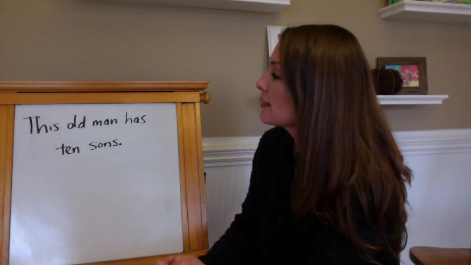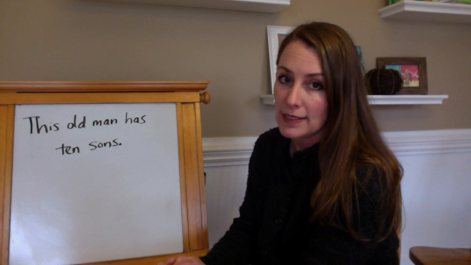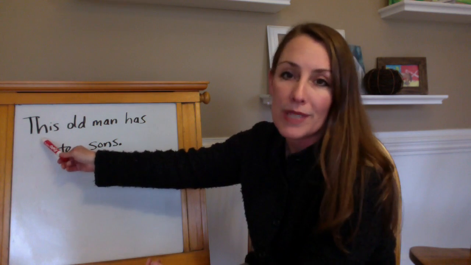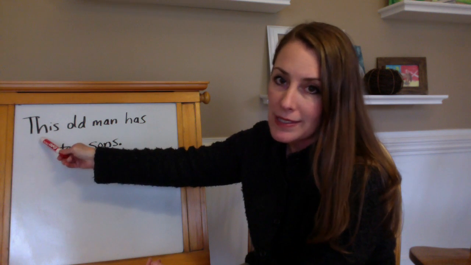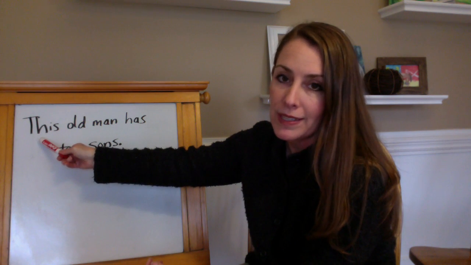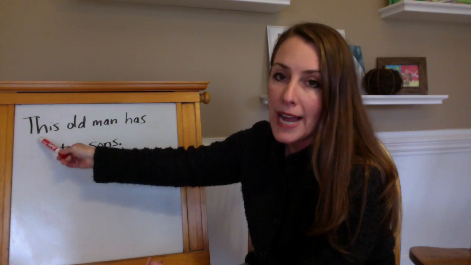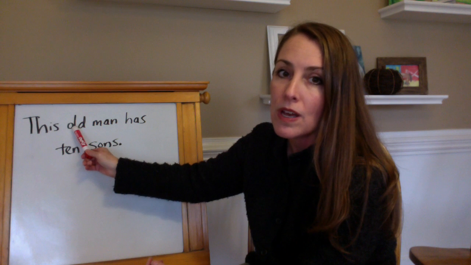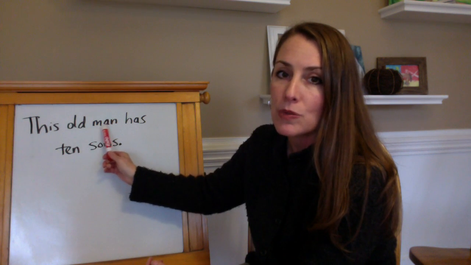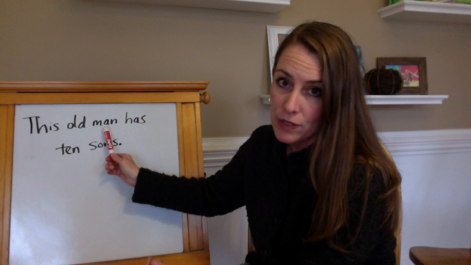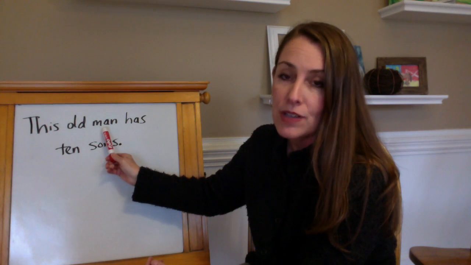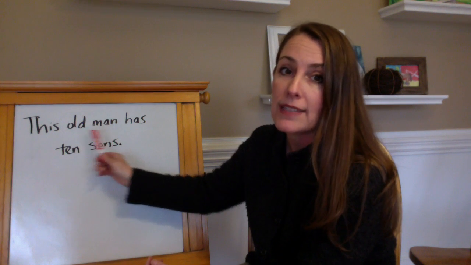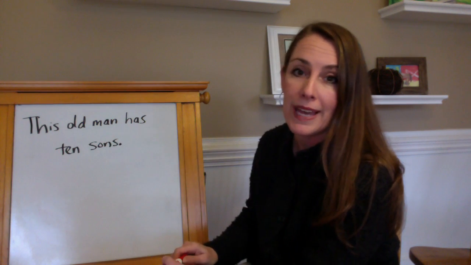So I have the sentence, this old man has 10 sons. All right, so in English, generally you would think we should start at the beginning of the sentence. But because this is Latin, we're not going to start at the beginning of the sentence. And the reason is because our adjectives, and you'll notice we have 2 of them, this and old, have to modify this word. And that means they have to match this word in gender, number, and case. So I'm going to start with my subject, figure out gender, number, and case, and then I can figure out what to do with my adjectives.